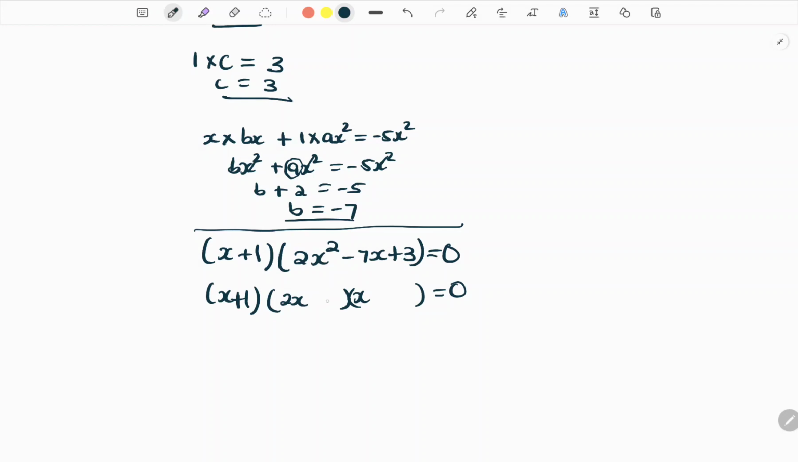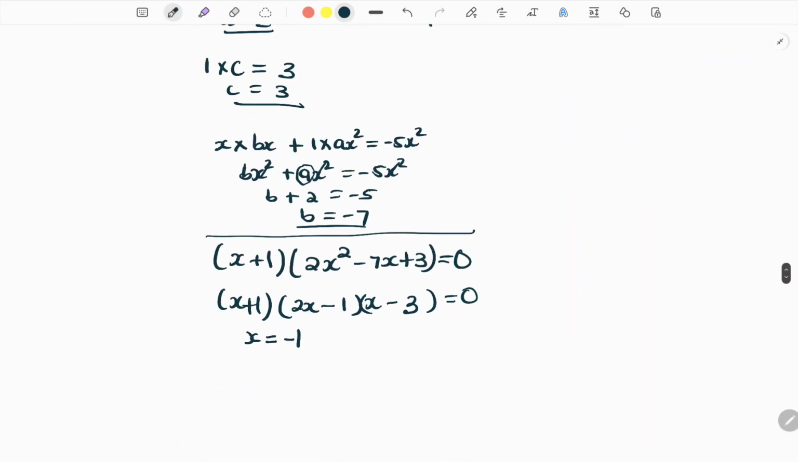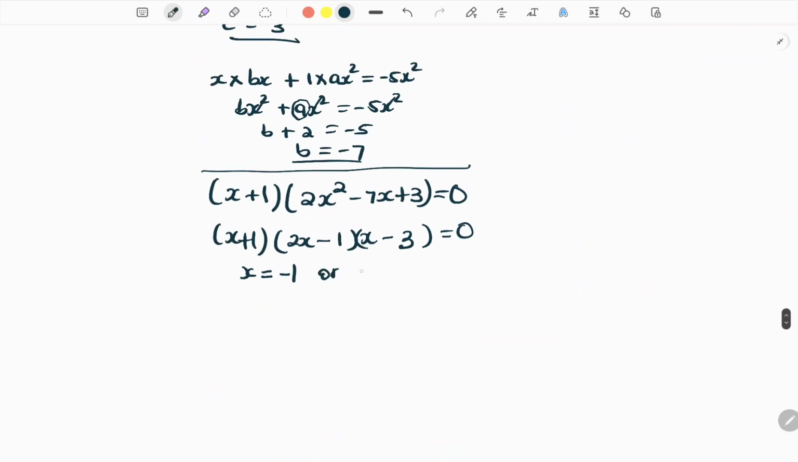And then 2x and x will be factors of 3. Our signs will both be minus, because a negative times a negative is positive. And then I think 1 and 3, yeah, it will give you that. Therefore, x is equal to negative 1. That is the one that we got when we punched it in the calculator. Or 2x is equal to 1, or x is equal to 3.